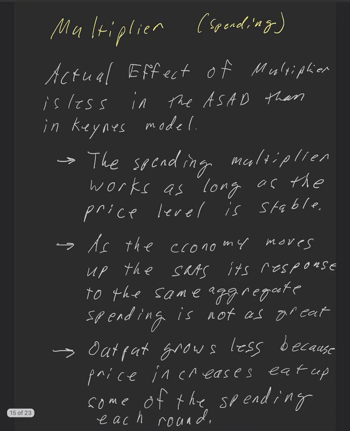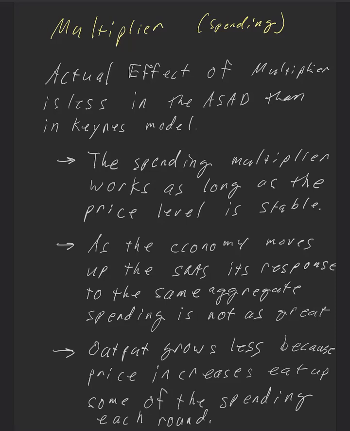We met the idea of the multiplier in the Keynesian model, but we want to highlight that the actual effect of the multiplier is less in the ASAD model than in the Keynesian model because of this long-run curve. The spending multiplier works as long as the price level is stable. This is true in the Keynesian model and the ASAD model. It's just true, period, regardless of the model. As the economy moves up the SRAS curve, as we move along the supply curve, the response to the aggregate spending is not as great.